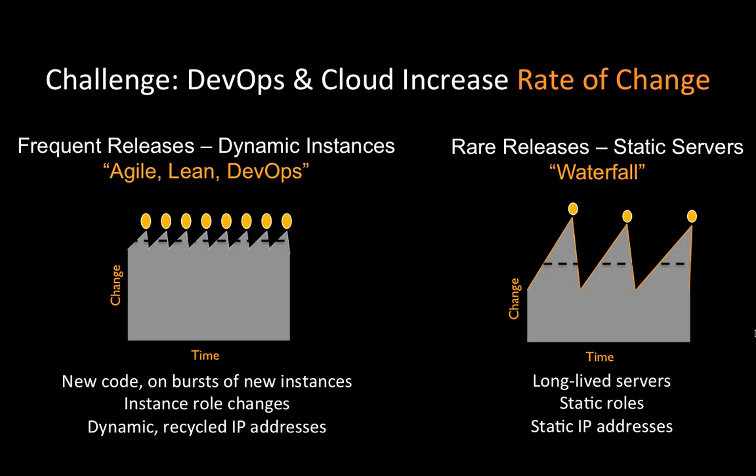It didn't change. Now if we look at the left-hand side, DevOps plus cloud, you have frequent releases, and your instances or servers are dynamic and ephemeral. So you will have methodologies like Agile, Lean, and DevOps in use, a lot of releases. And when you have a release, you will have a burst of new instances. So what many companies do, for example, is that instead of upgrading the instances that are running in place, they simply deploy new instances in EC2 and then run the new version of the code on the new instances.